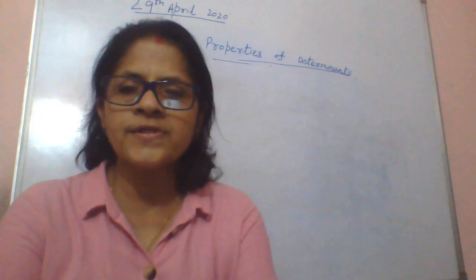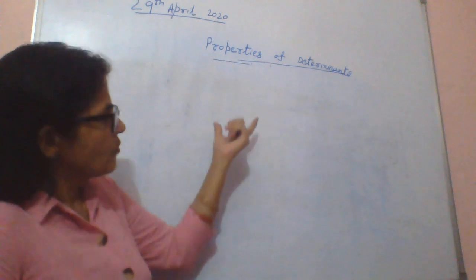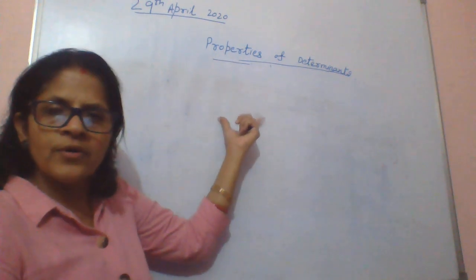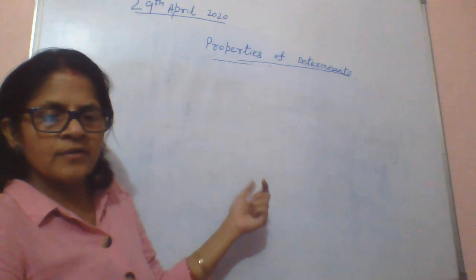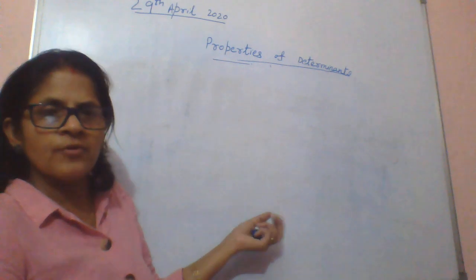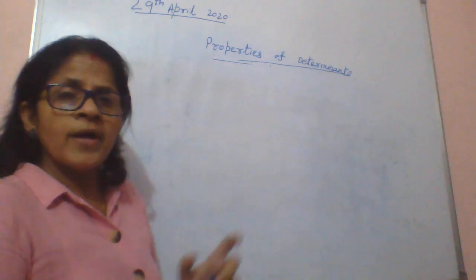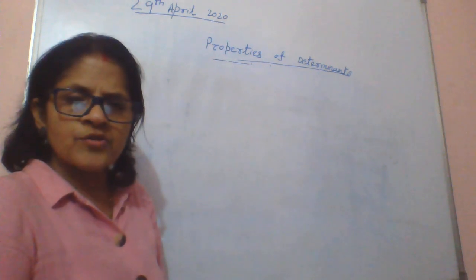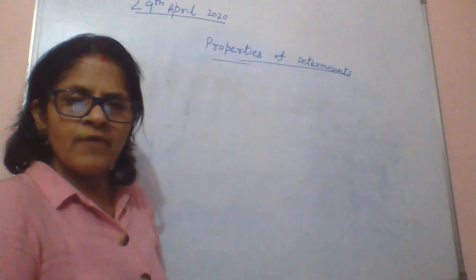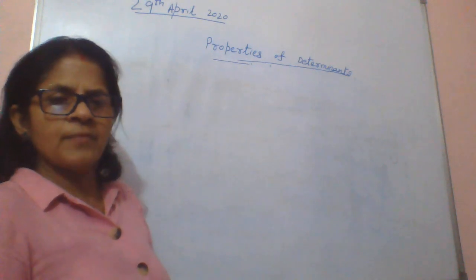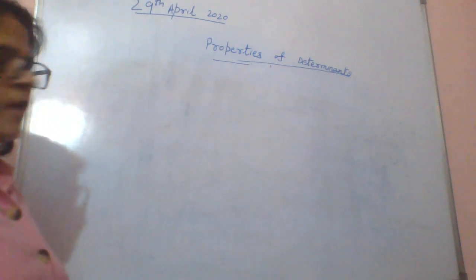Now why should we study properties of determinants? Whenever we evaluate a determinant, we evaluate it along any one row or any one column, right? Sometimes the numbers may be lengthy and it may be very time taking. When we study properties of determinants, you will realize that by simply changing some configuration of the elements of the determinant, we can evaluate it in a much simplified manner. So that's why the properties of determinants are part of our study.